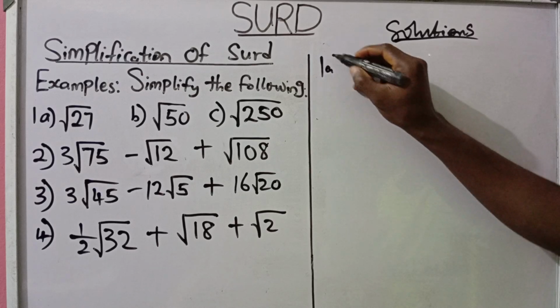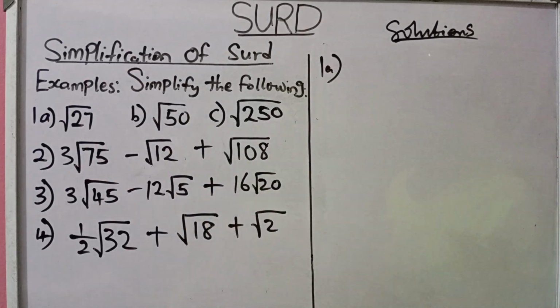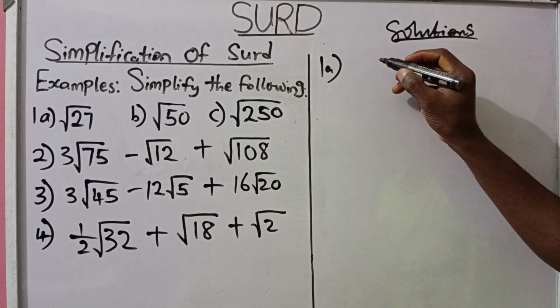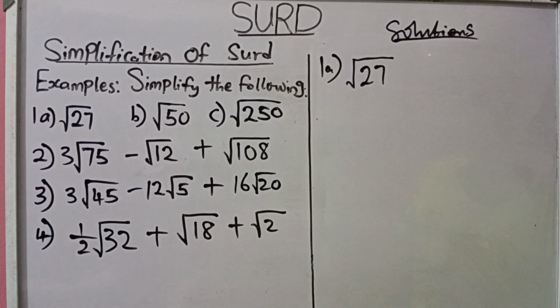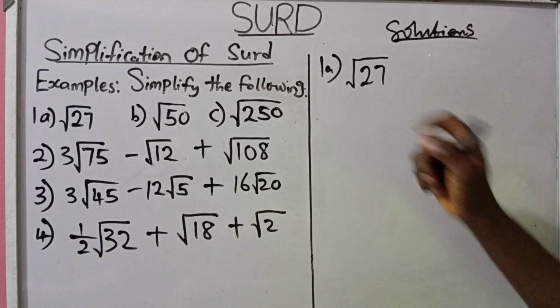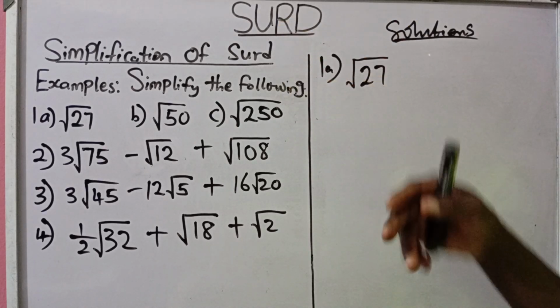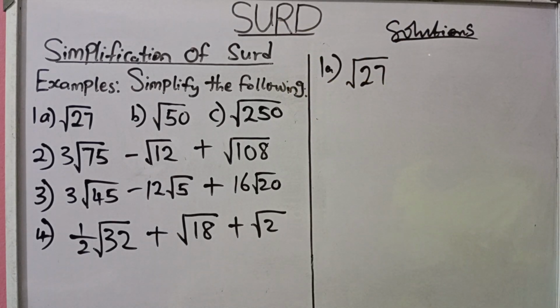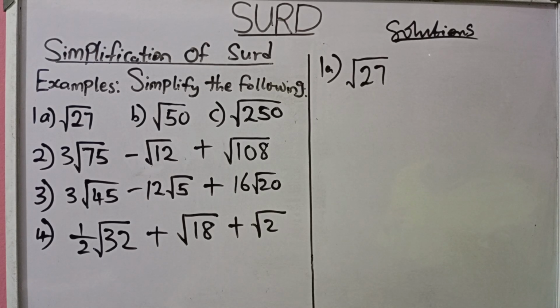Solution number 1a. Understanding these smaller ones will help us to be able to solve the longer questions. All right, so number 1a, here we have root 27. So what is our focus here? Because this is not a perfect square. Recall what I showed you when I was trying to explain the meaning of surd in terms of irrational numbers. If you recall, we said that when you have a number that is not a perfect square, then that particular root is what is surd.